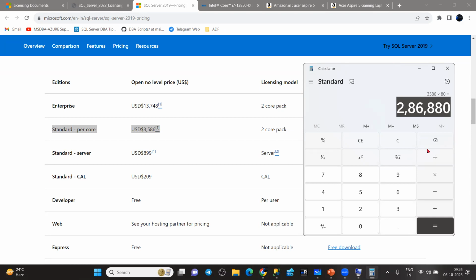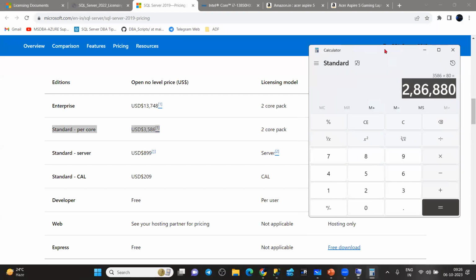Is this per year or lifetime? Yes, sir. Not lifetime, sir. Microsoft provides the support, right? 5 years. And that depends, sir, on how you are interacting with your vendors, sir. Sir, this is what Microsoft charges.